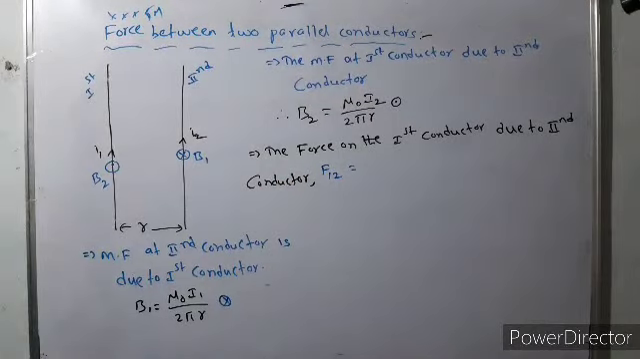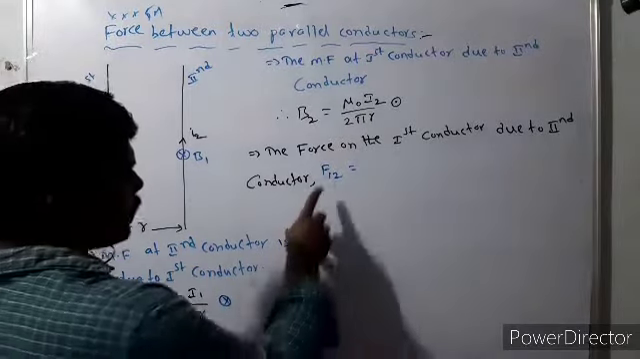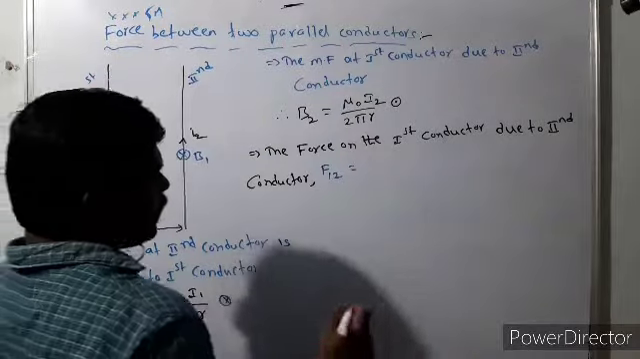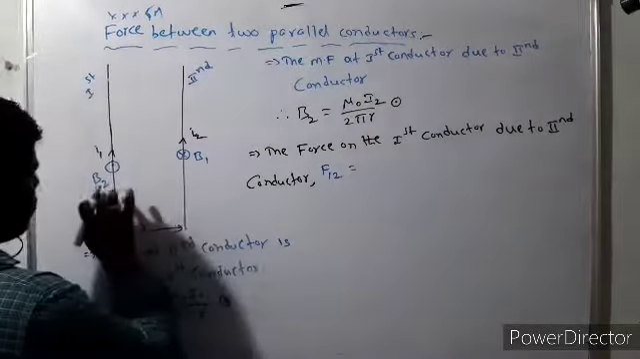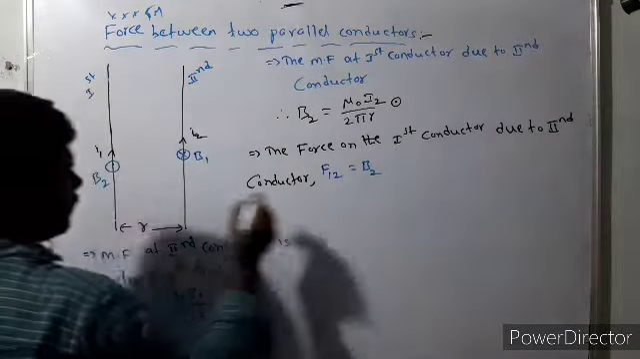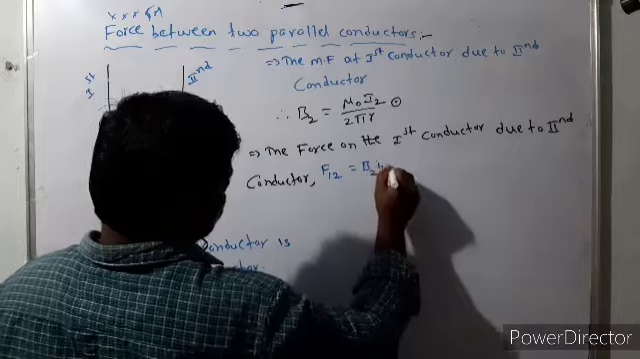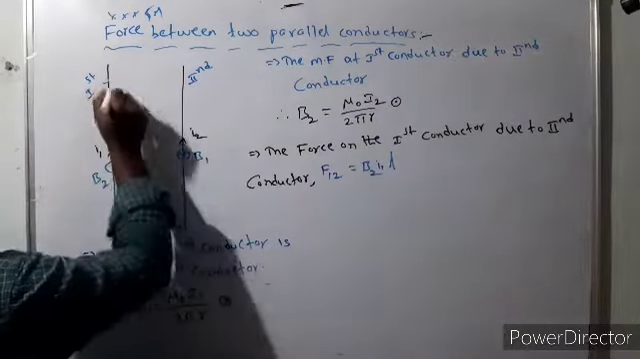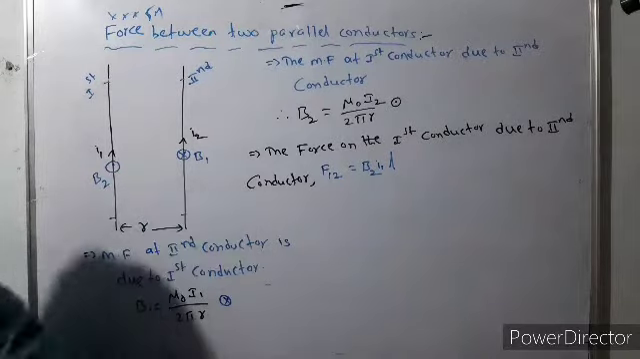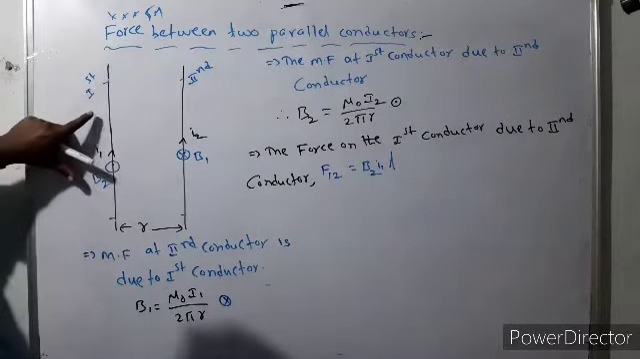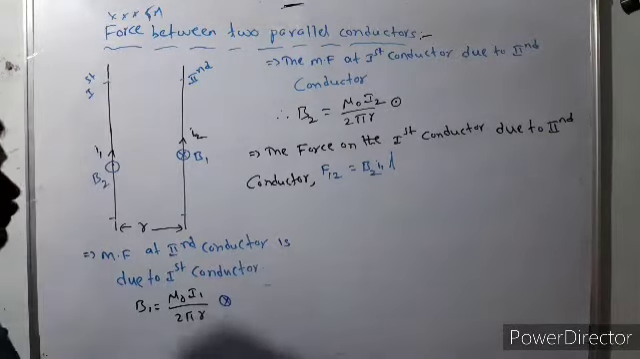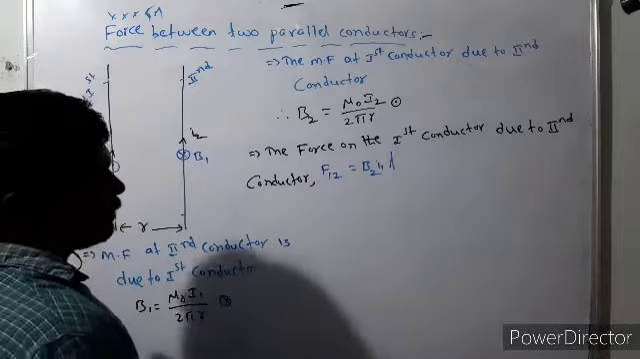Let me write F12. F12 is equal to the force on the first conductor due to the second conductor. F12 is equal to the formula: magnetic field B2, current in the conductor I1. Let us consider a length L of the conductor. Here also consider length L of the conductor. Now on the length L, the force on the conductor, remember, F12 is equal to B2 I1 L.